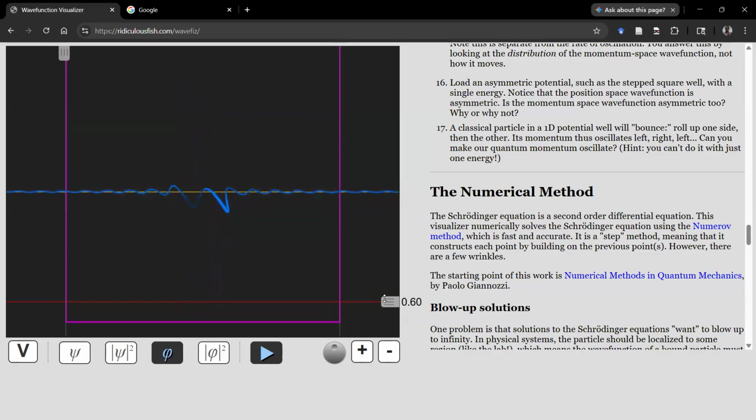Okay, that's the Heisenberg uncertainty principle in action. And again, as I increase the energy, it starts to spread out further.